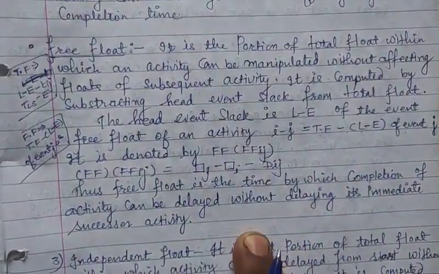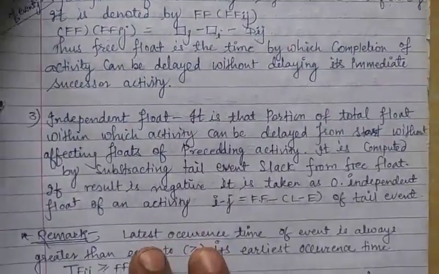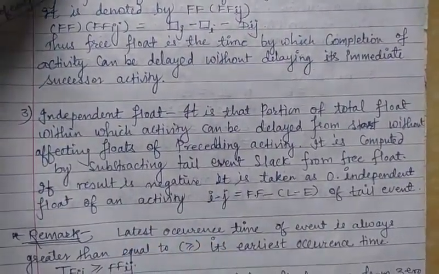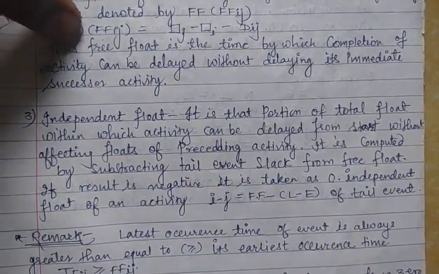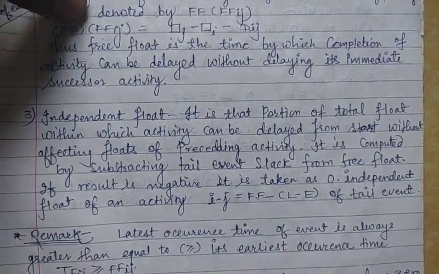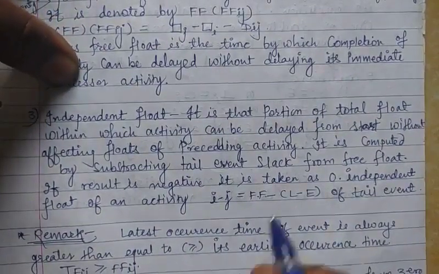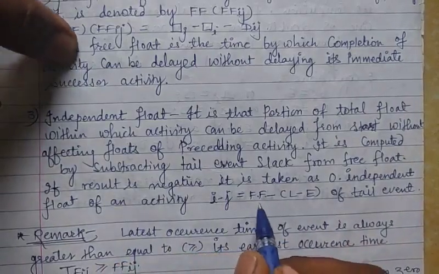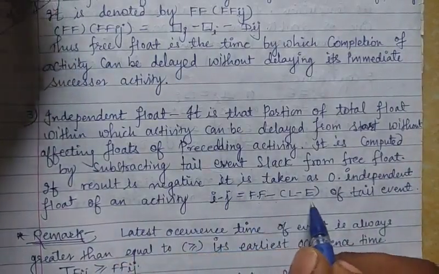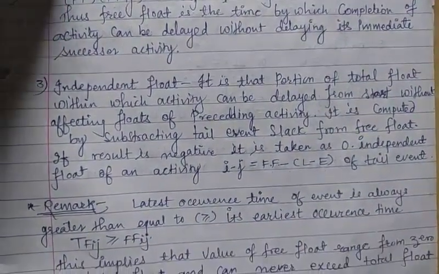And the last type of float is independent float. It is that portion of total float within which an activity can be delayed from its start without affecting the float of the preceding activity. Now the independent float of an activity i minus j has formula: free float minus (L minus E of the tail event). Now let's see the remark.